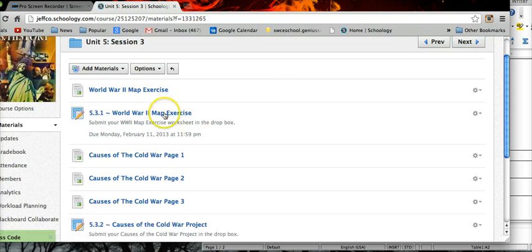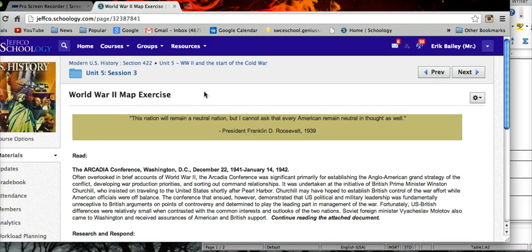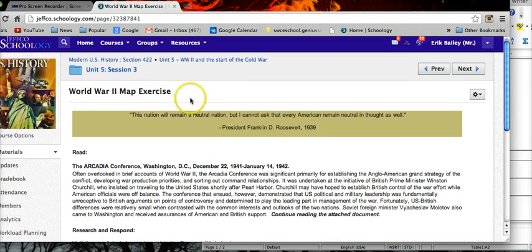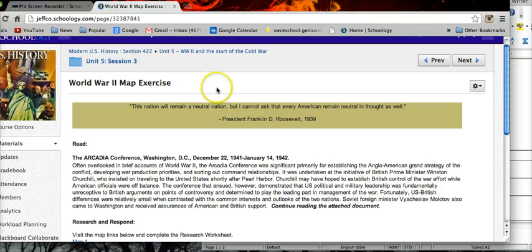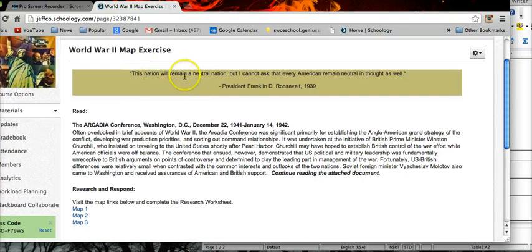So the first one is the map exercise. That's the assignment for today. There's only 2 assignments due this week. And so the next assignment is going to be a project, so it's going to take the rest of the week. So for the map exercise, this is how you should do this.